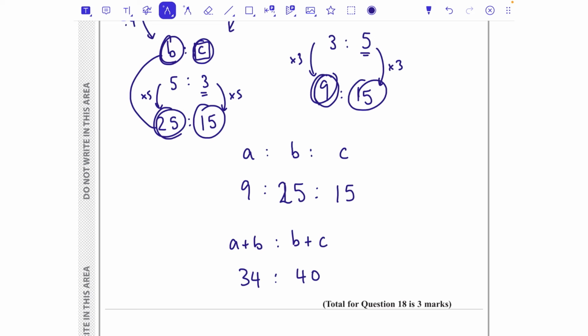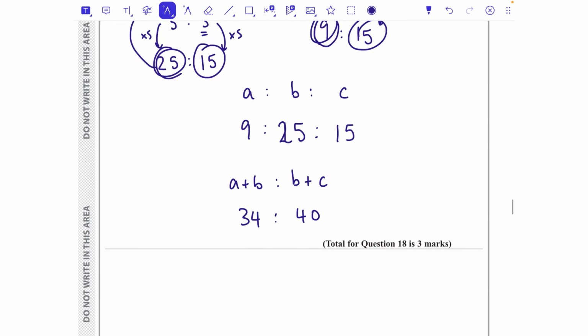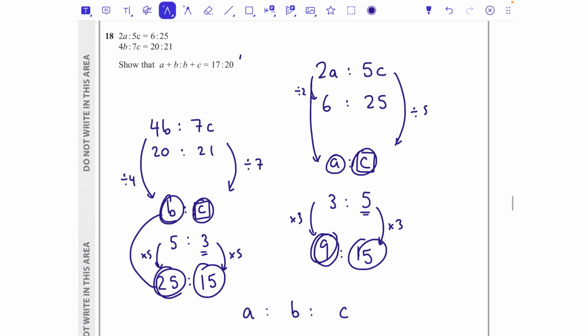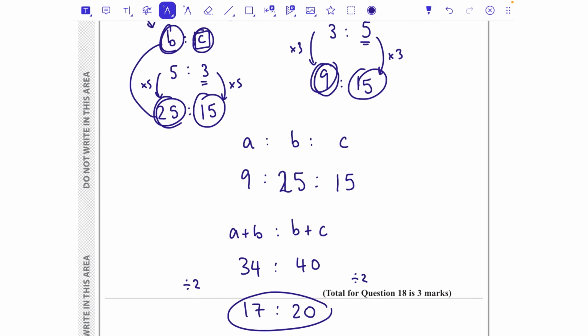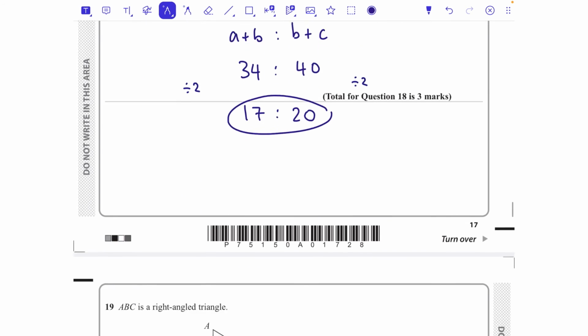Now both of those numbers are even, so we can divide both sides by 2, simplify it, and that's going to be 17 to 20. And that is what they told me to get. There we go, 17 to 20. So for 3 marks, that would be our final answer there.